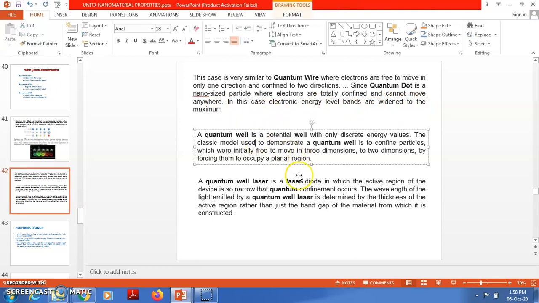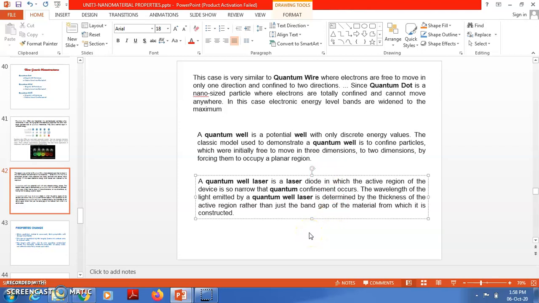A quantum well is a potential well with only discrete energy values. The classic model used to demonstrate a quantum well is to confine particles, which were initially free to move in 3 dimensions, to 2 dimensions by forcing them to occupy a planar region.